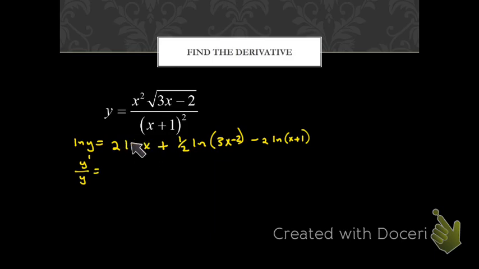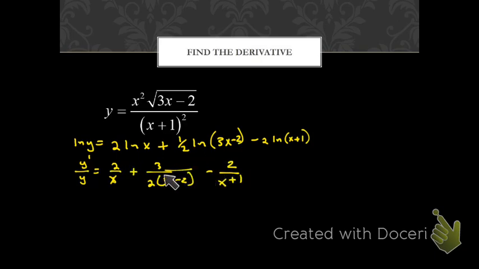Can I just go 2 over x? Okay. Helps if I wrote an x. Plus 3 over 2 times 3x minus 2, minus, can I go straight to 2 over x plus 1? Okay, who needs that something explained? Cooper, what's the derivative of 3x minus 2? 3 over 2 times u. Got to know your ln rules.